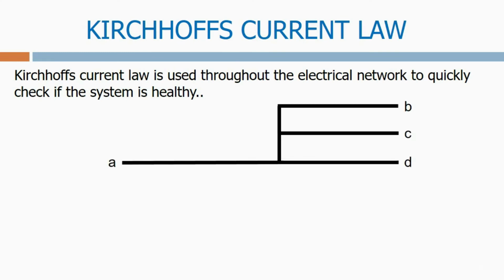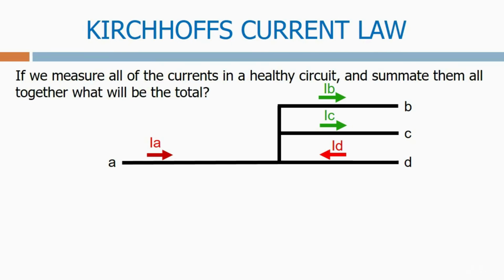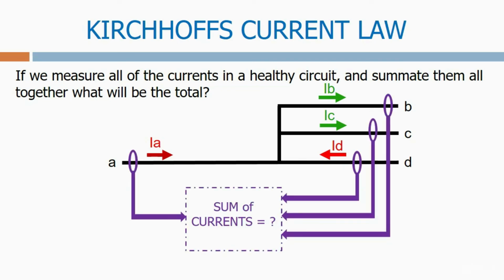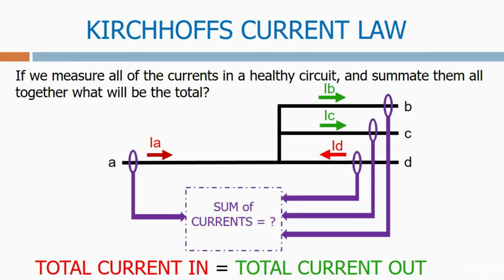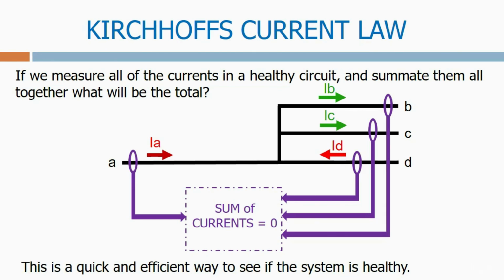Here we have our complex network again, with ends A, B, C and D. Again, some of the currents are flowing into the network and some of the currents are flowing out. If we measure all of the currents in a healthy circuit and summate them all together, what will be the total? Here we've measured ends A, B, C and D, so what will be the sum of the currents? In Kirchhoff's current law, total current in equals total current out. Therefore the sum of the currents must equal 0. This is a quick and efficient way to see if the system is healthy.